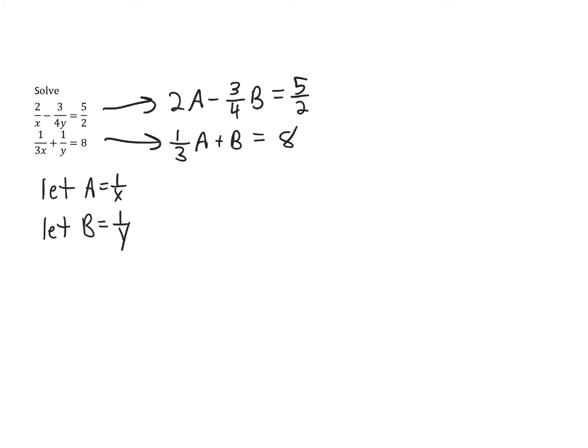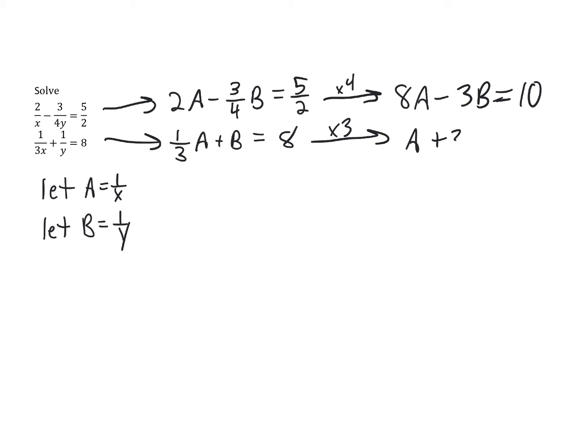and then from here, we need to get either the a's the same or the b's the same, but I also like to get rid of the fractions first. Now in this case, if I multiply the top one by 4 and the bottom one by 3, this will get rid of the fractions. But this also works out where it will also give us the same b's, so we can actually do both things in one step. So we get 8a minus 3b equals 10. And then the second one, we get a plus 3b equals 24.